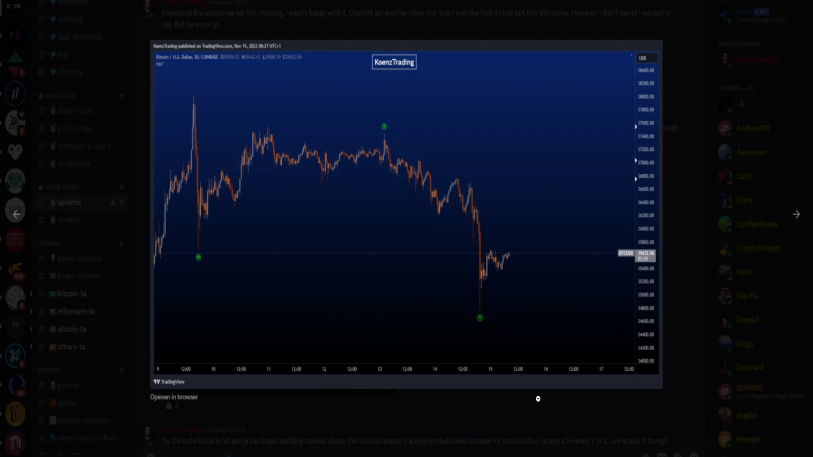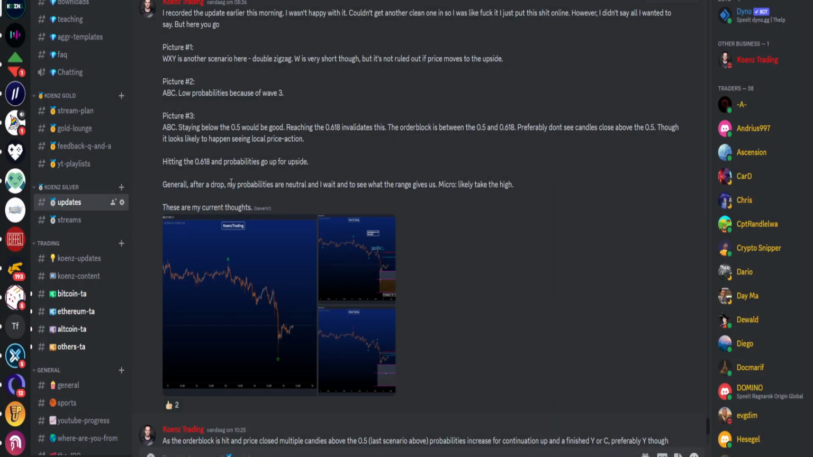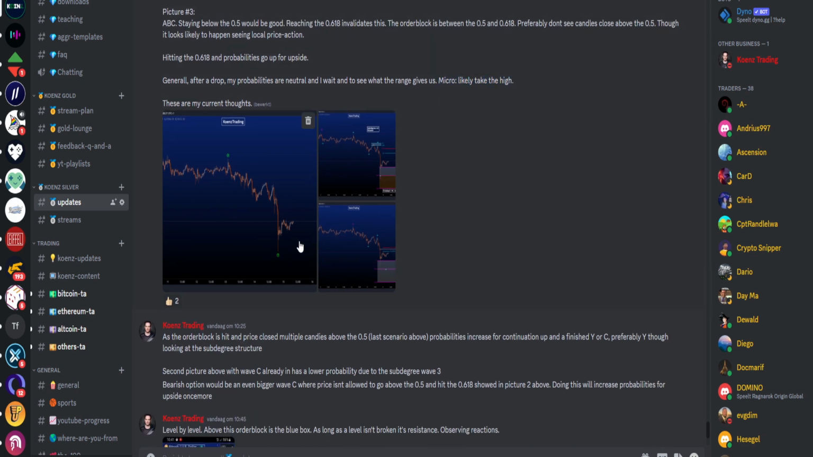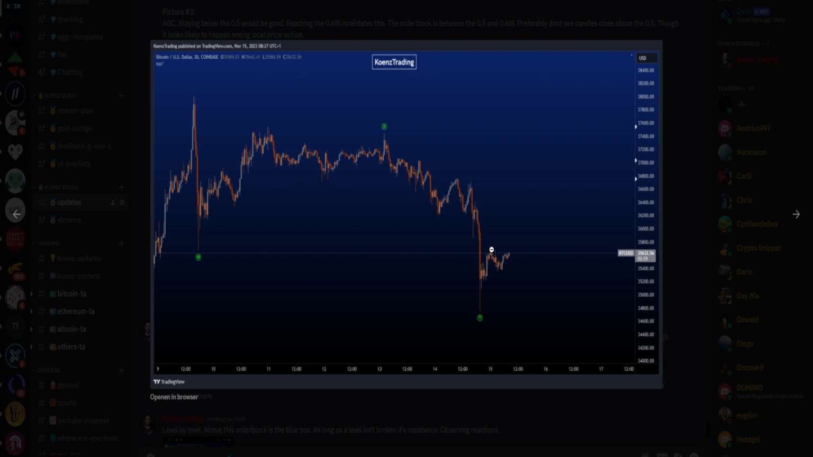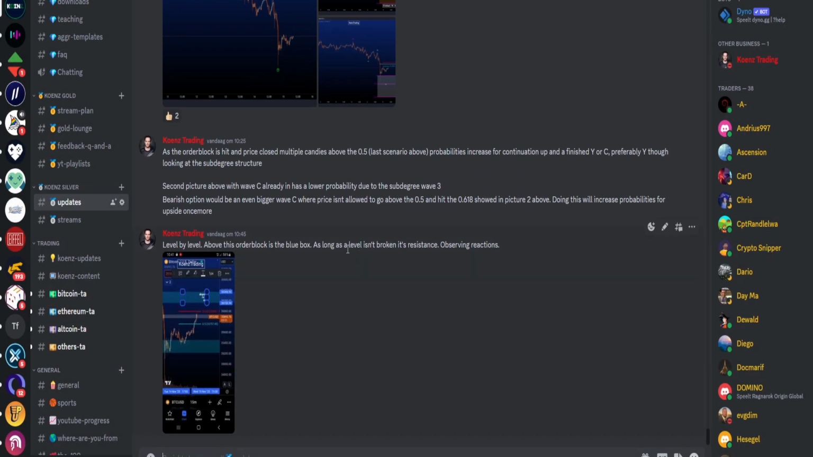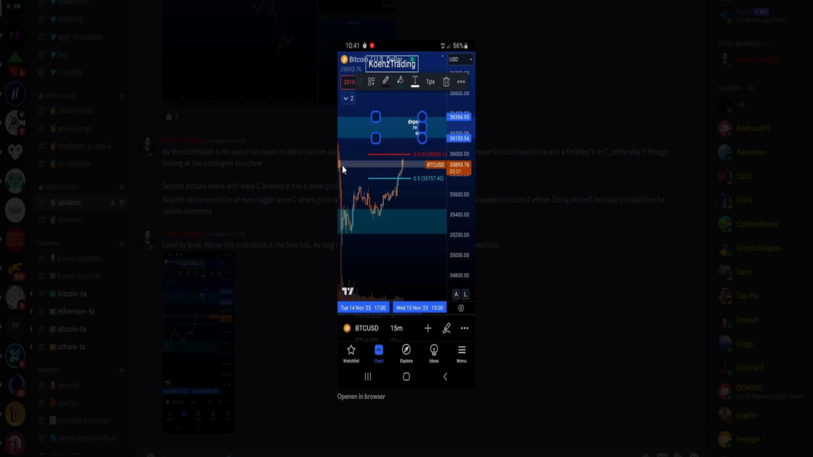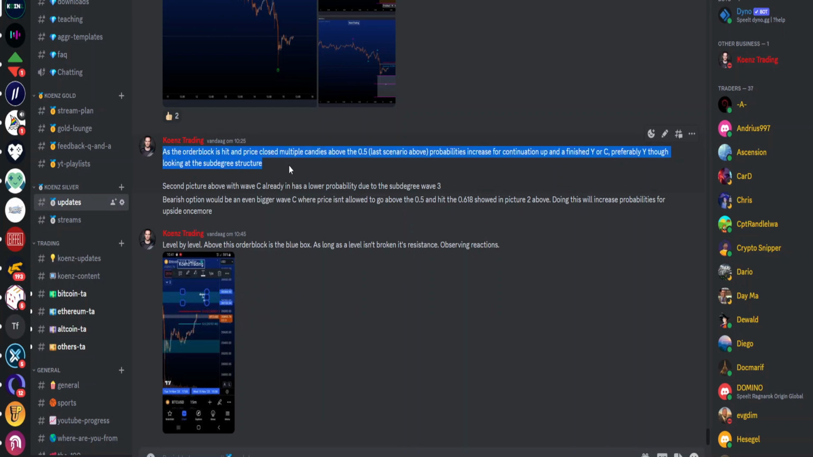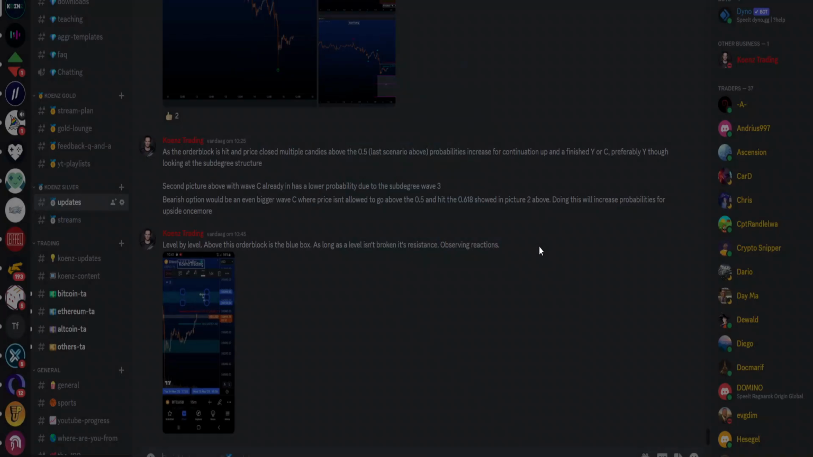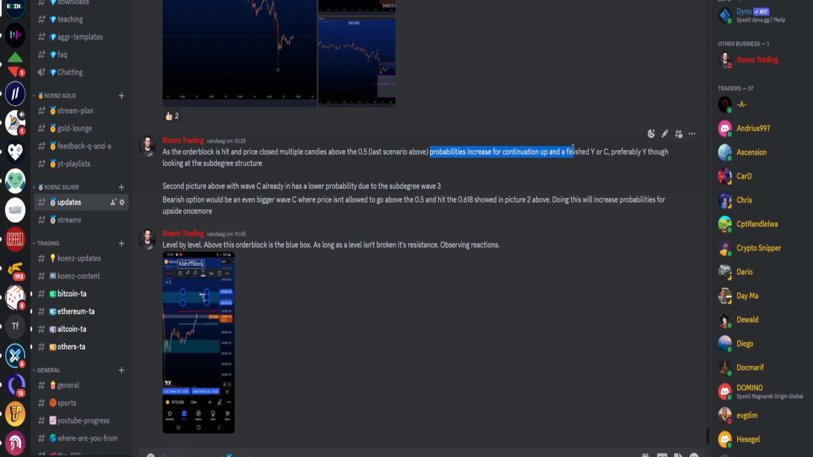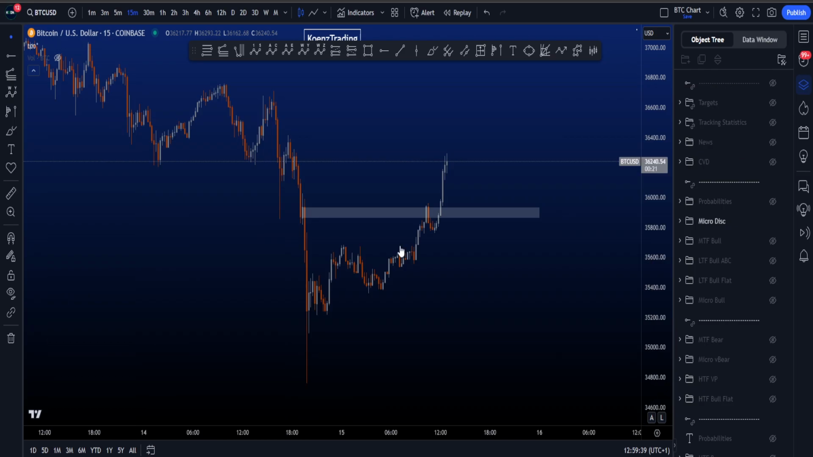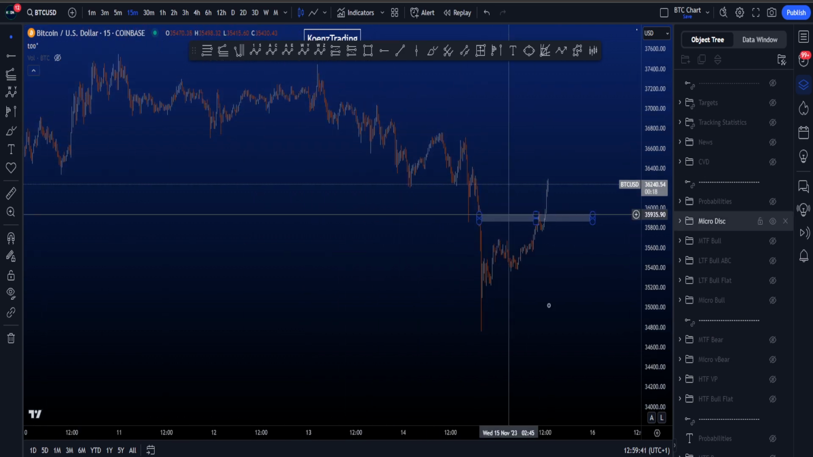I already shared the WXY scenario, which was increasing in probabilities at the moment of writing. It was neutral. On the micro though, it was very likely we were going to take this little high over here, and then it's about observing the reaction, which I did, talking about the order block. I also mentioned the order block to the group, and the order block for me was important, and I said once it got hit and price closed multiple candles above the 0.5 that I just showed here on the screenshot as well, the probabilities increase for continuation to the upside and a finished Y or C, preferably a wave Y. Looking at the sub-degree structure, preferably we then have a bigger WXY going on.